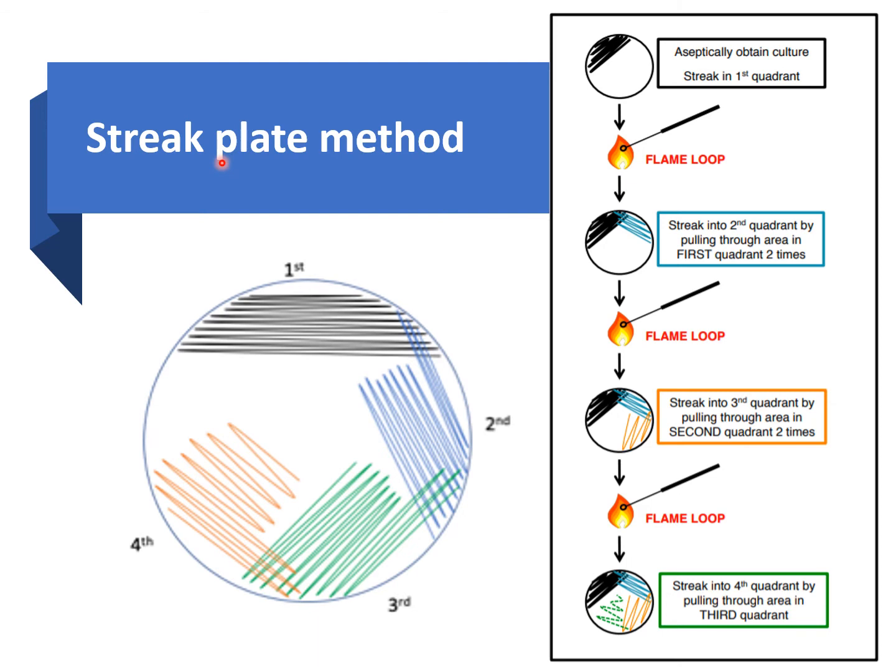So if you want to isolate and get pure cultures and isolate particular strains from that mixed culture that you have, you do the streak plate method. So how do we achieve that streak plate method?